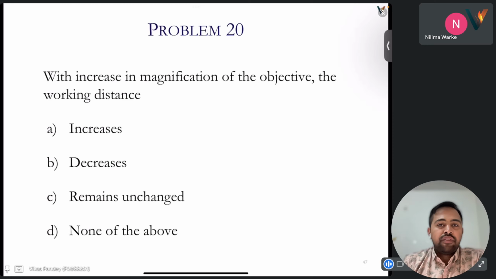With increase in magnification of objective, the working distance decreases. So there it was true false, it is here increases or decreases, right?